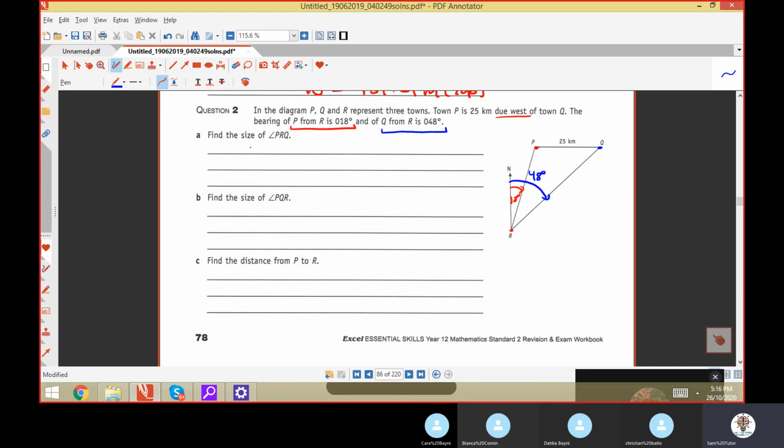So it says here, find the size of PRQ. PRQ, you have to find theta, which is 30 degrees. So angle PRQ equals 48 degrees, subtract 18 degrees, 30 degrees. I'm happy with that. Find the size of PQR. PQR, which is this one here. You have to find this one here.